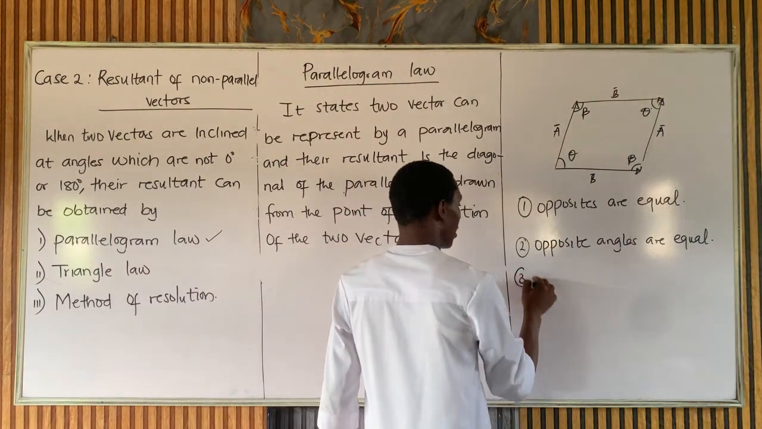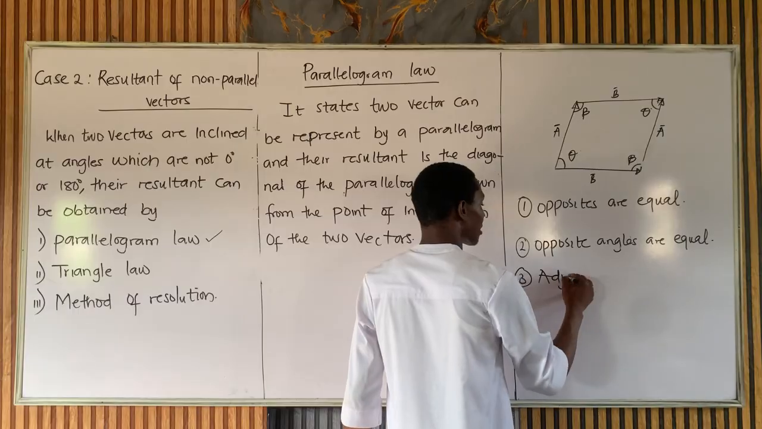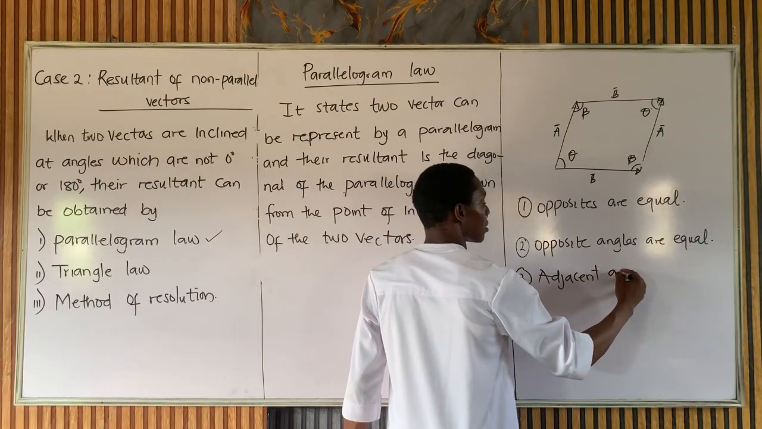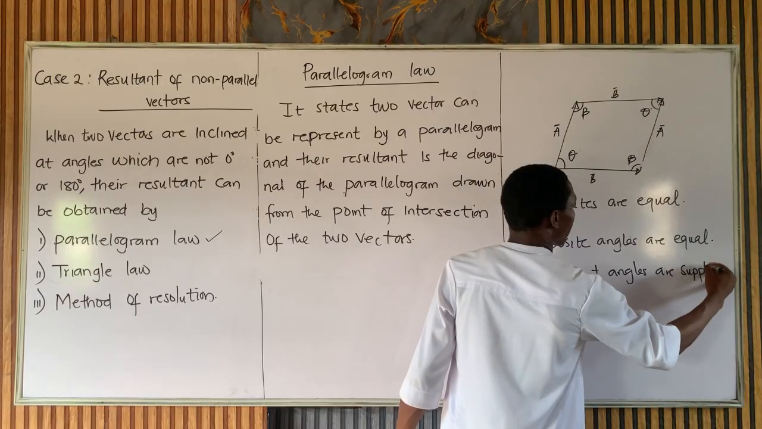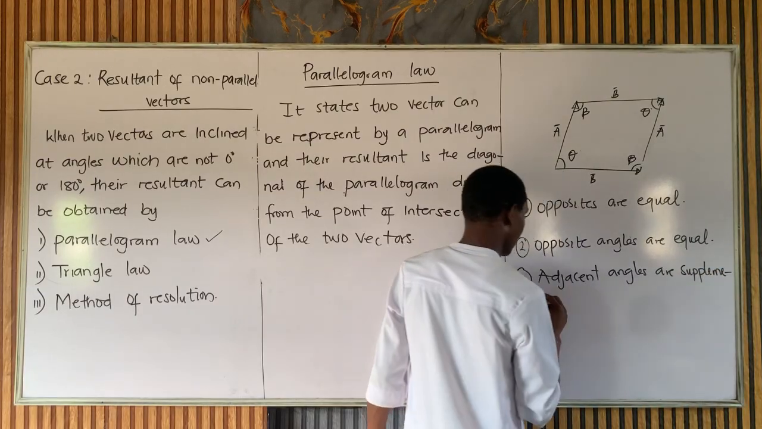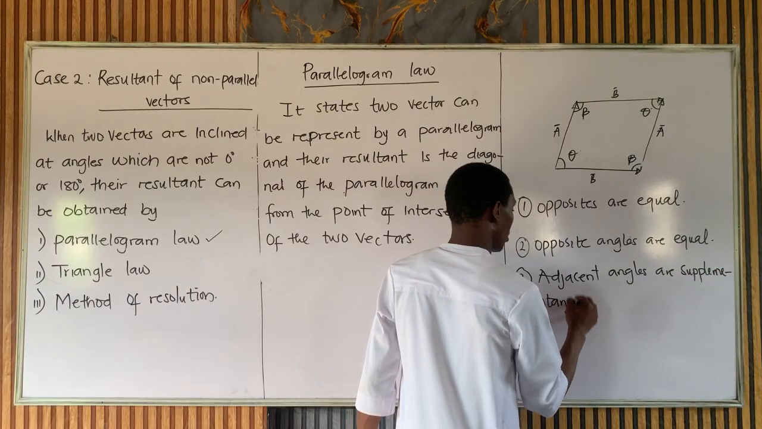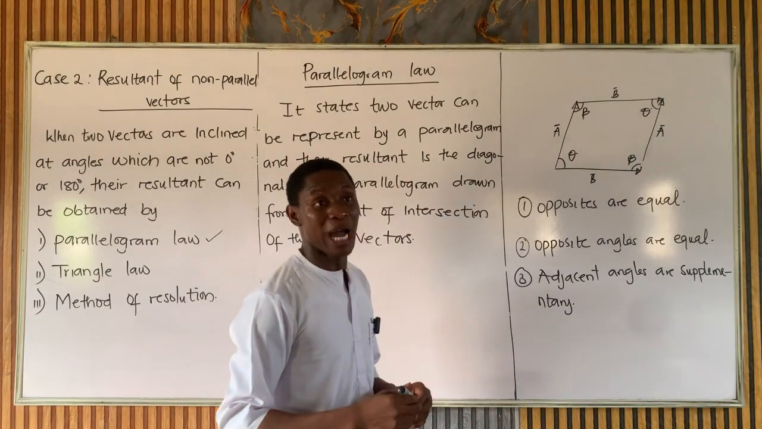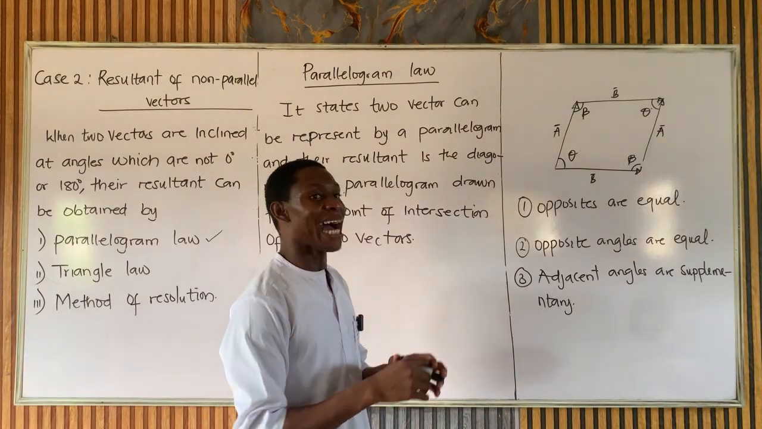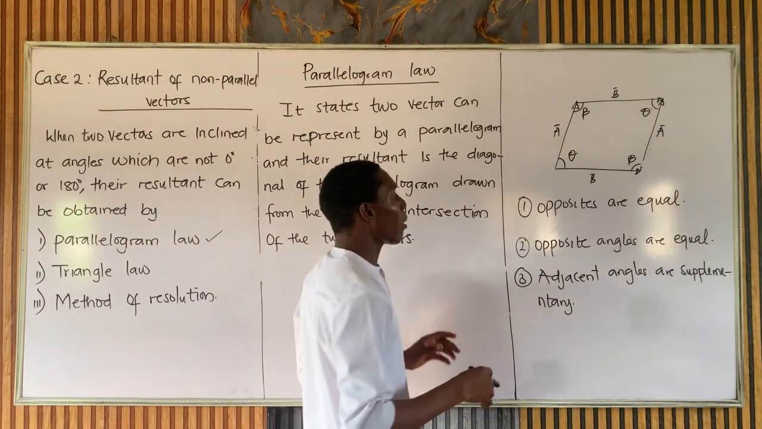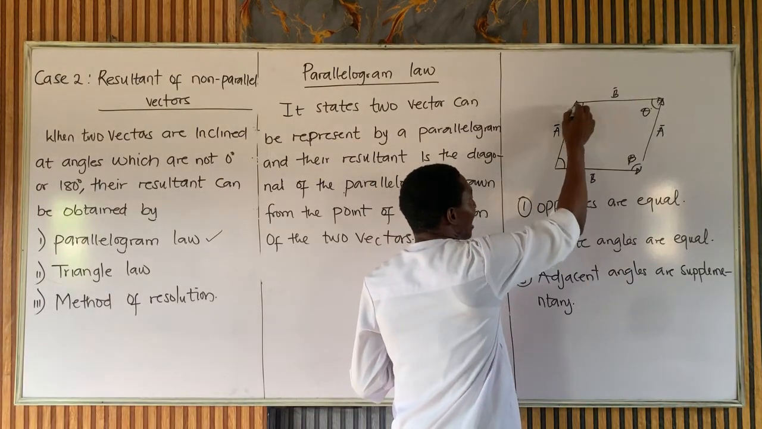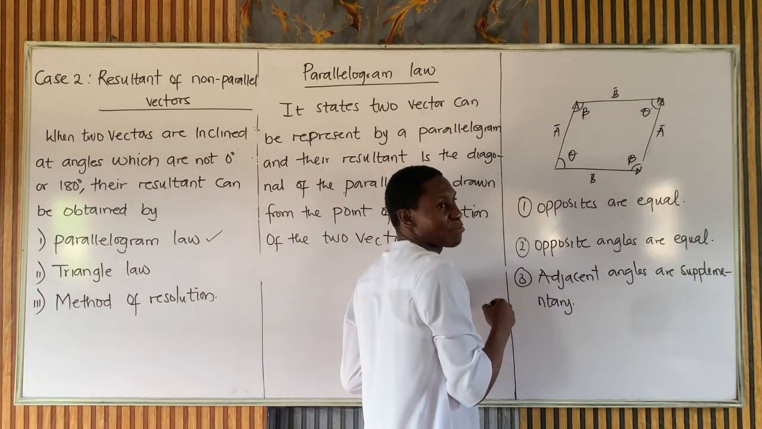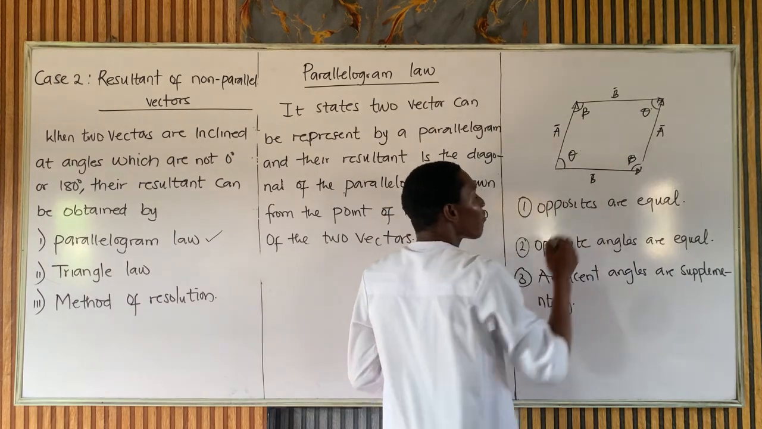And number 3, adjacent angles are supplementary. Now, take note that two angles are supplementary if they add up to make 180 degree. Now, what are adjacent angles? If you add up this theta plus this beta, you should have 180. That's what it means. Or this plus this, you should have 180.